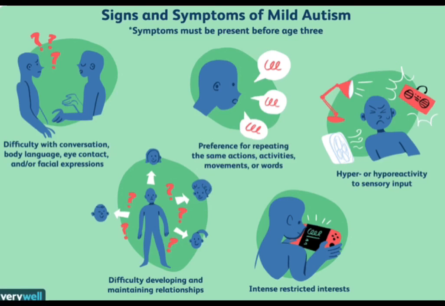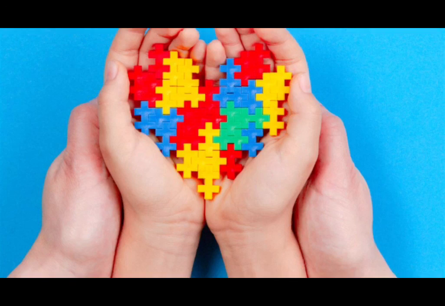And lastly, what causes autism? Scientists believe both genetics and environment play a role in autism spectrum disorder. While it's not known completely, these are just the thoughts of most scientists.